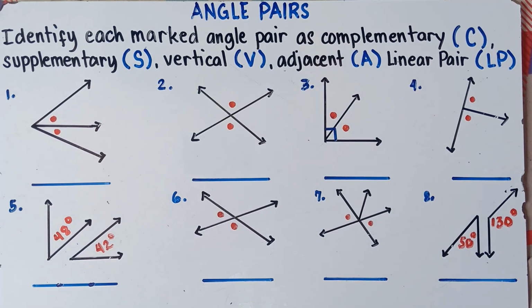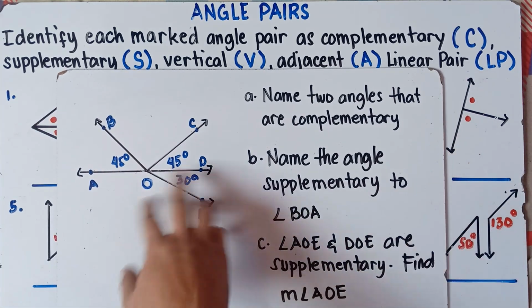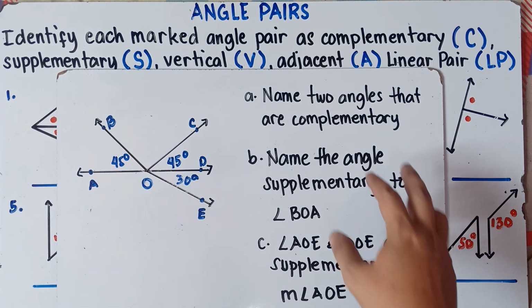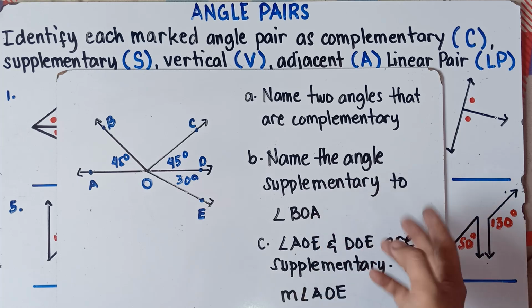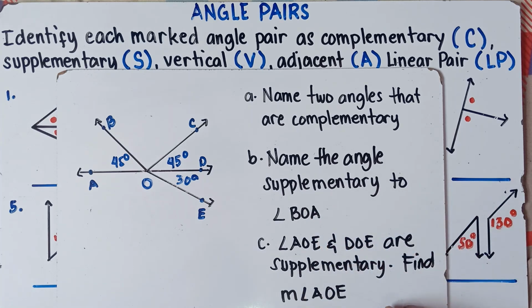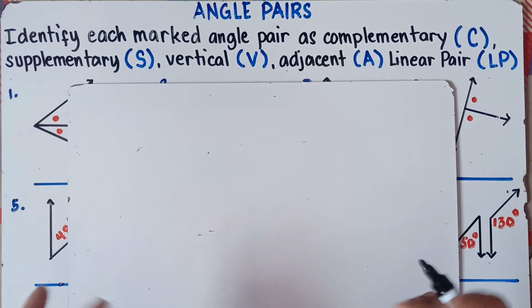So the next part of our video class, part 3, we will be answering this one. You have given angles, and you're going to name two angles that are complementary. Name angles supplementary to angle BOA, and many more examples, class. But do not be worried, because we will be explaining this step by step. Let's have a short recap with regards to adjacent angles, complementary angles, supplementary angles, vertical angles, and the linear pair. So let's start with adjacent angles.